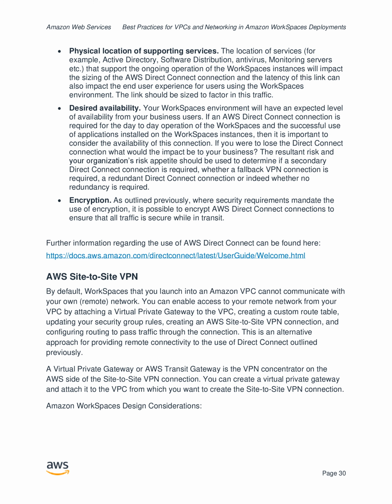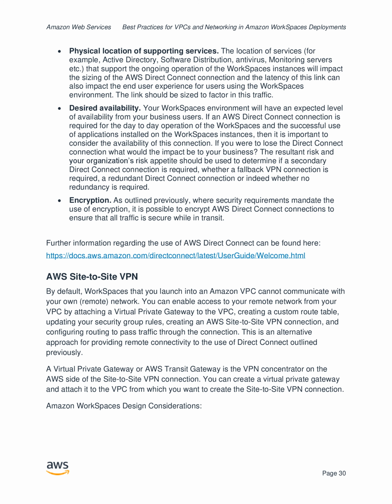AWS Site-to-Site VPN. By default, workspaces that you launch into an Amazon VPC cannot communicate with your own remote network. You can enable access to your remote network from your VPC by attaching a virtual private gateway to the VPC, creating a custom route table, updating your security group rules, creating an AWS Site-to-Site VPN connection, and configuring routing to pass traffic through the connection. This is an alternative approach for providing remote connectivity to the use of Direct Connect outlined previously. A virtual private gateway or AWS Transit Gateway is the VPN concentrator on the AWS side of the Site-to-Site VPN connection. You can create a virtual private gateway and attach it to the VPC from which you want to create the Site-to-Site VPN connection.